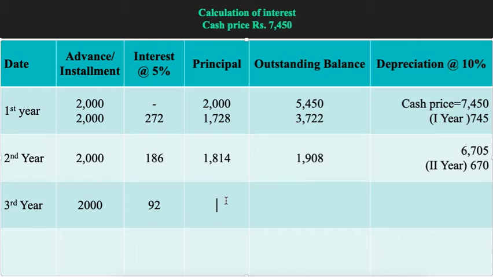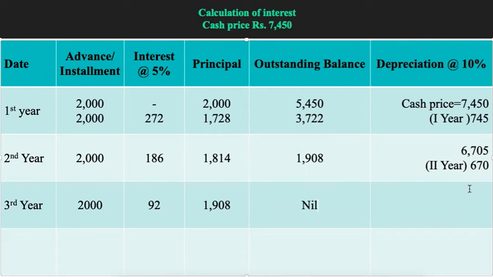When 92 is the interest amount, then what would be the principal amount? It would be this 2000 minus 92. And what would be the principal amount here? It would be 1908 rupees, right? And the outstanding balance is nil, because the principal amount and the outstanding balance are tallied, so it is nil here.